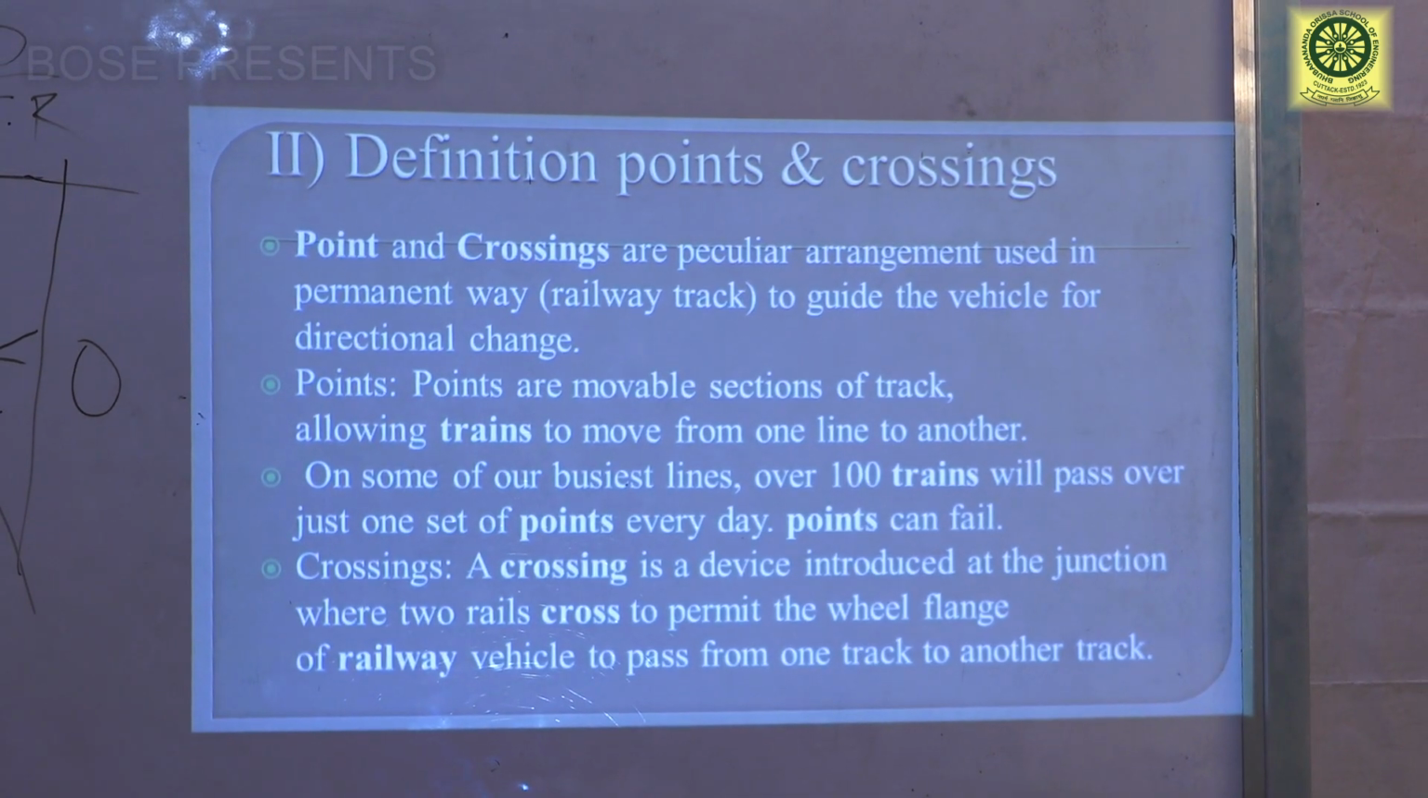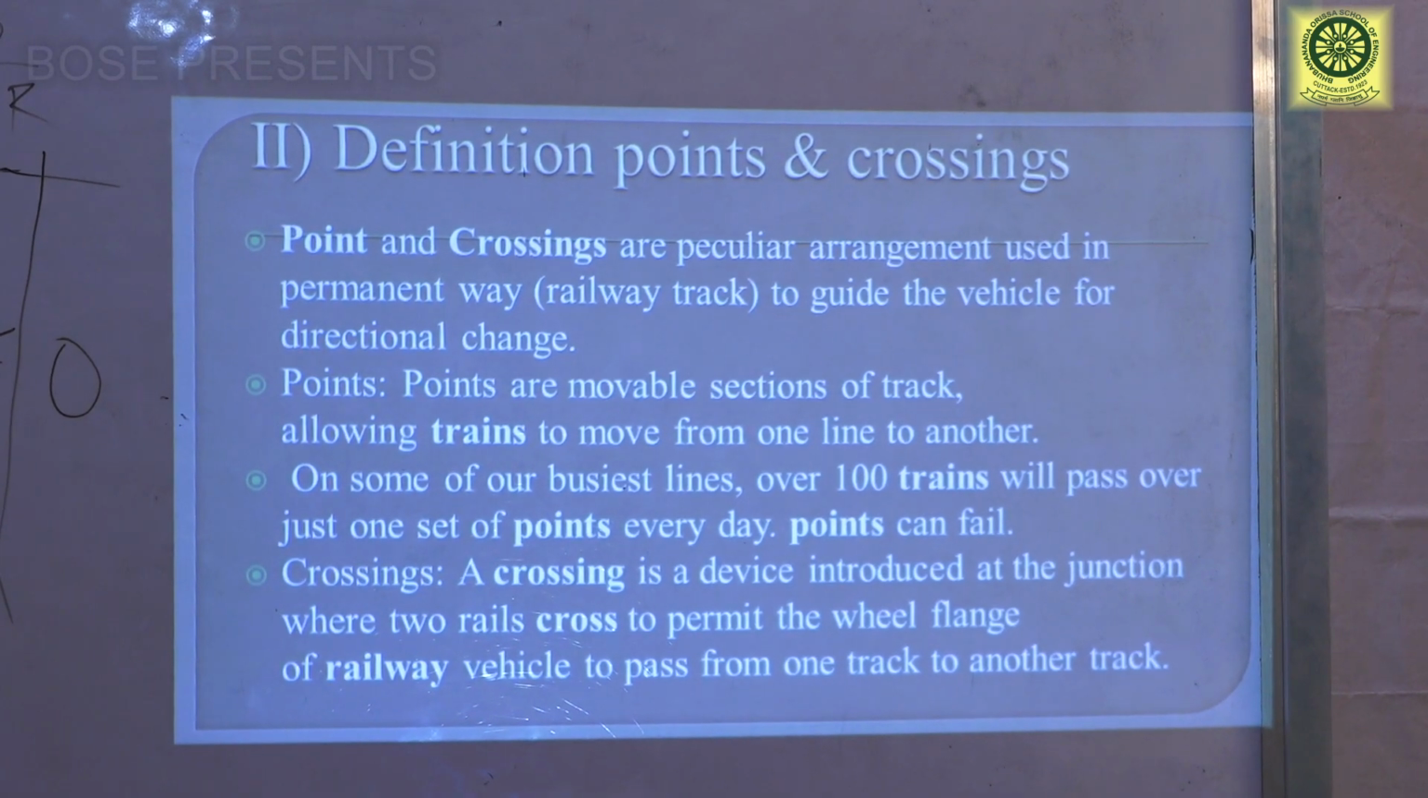So, the definition of point and crossing. Look at this definition: point and crossing are a peculiar arrangement used in the permanent way to guide the vehicle for a directional change. What is a point? Points are movable sections of track that allow trains to move from one line to another. On some of our busiest lines, over 100 trains will pass over just one set of points every day. Points can fail.